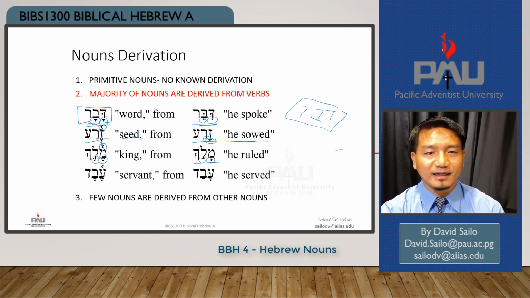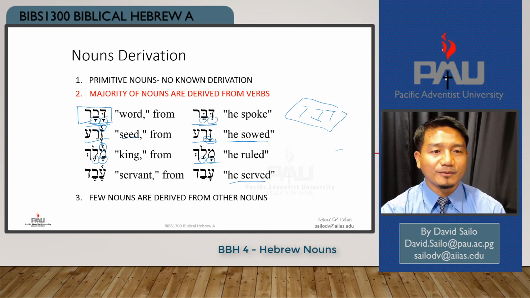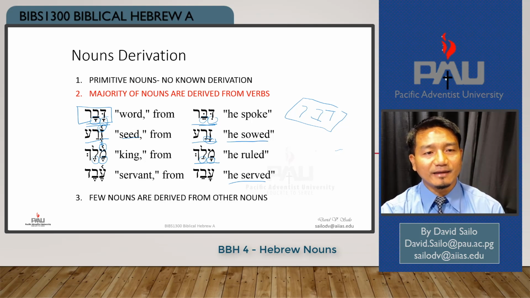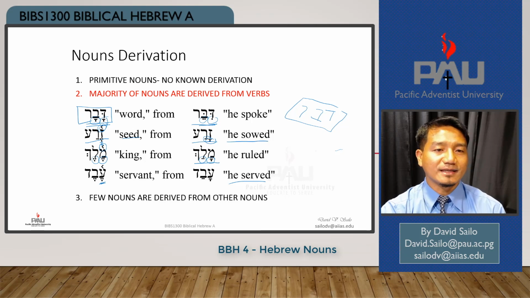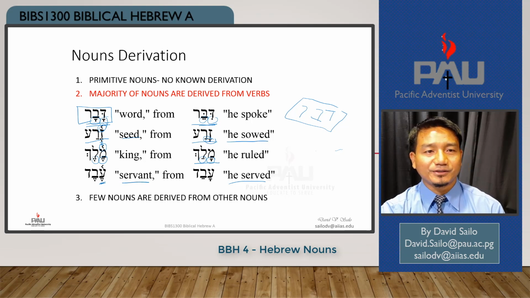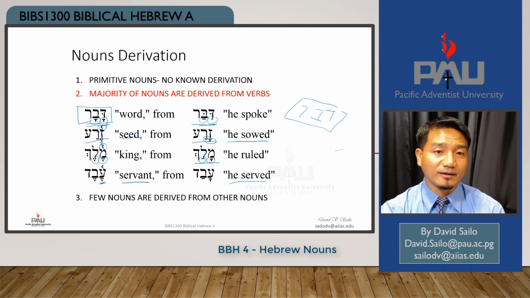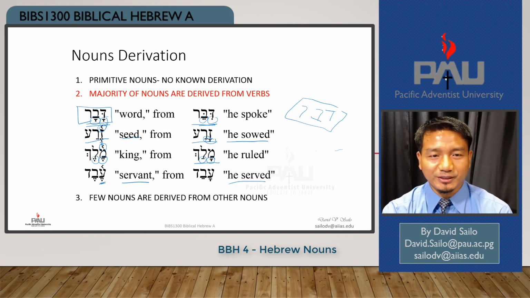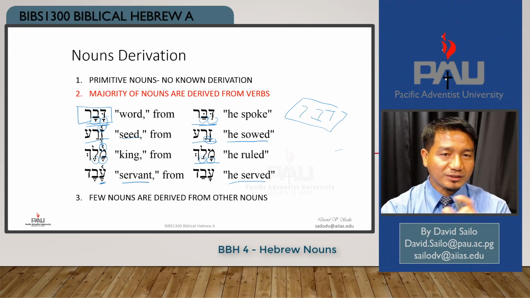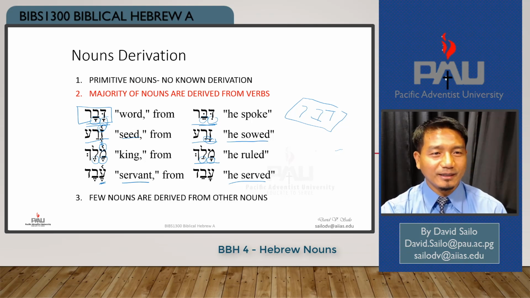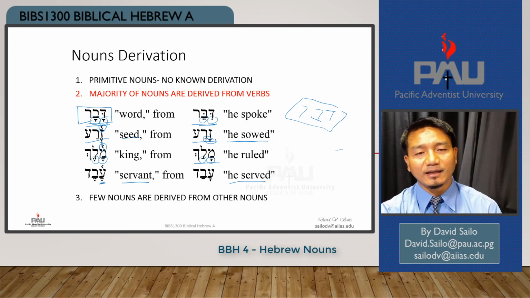How about avad? This is called avad, he served. And from here, we get the noun eved. Again, this is the tone syllable. Eved, servant. So you'll see that many of the nouns that we have are derived from the verb. If you're alert enough, there could be some association that you could make. So you could associate the verb with the noun, and you'll begin to understand as you progress on.